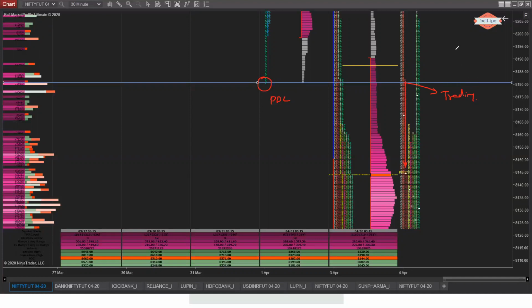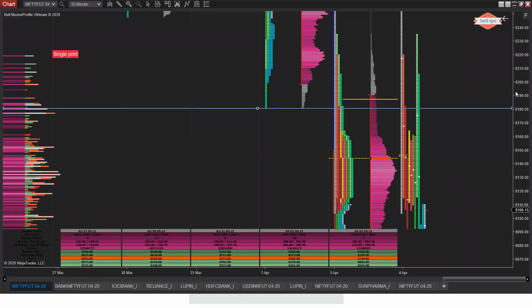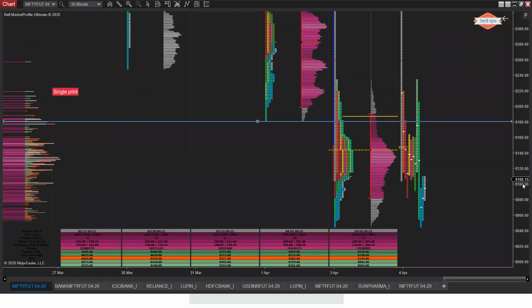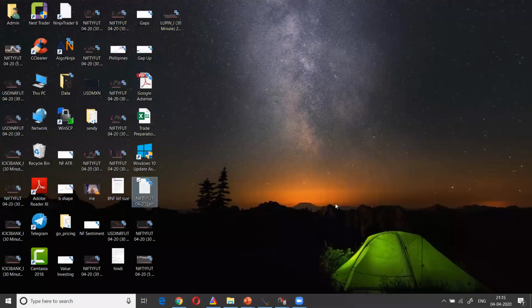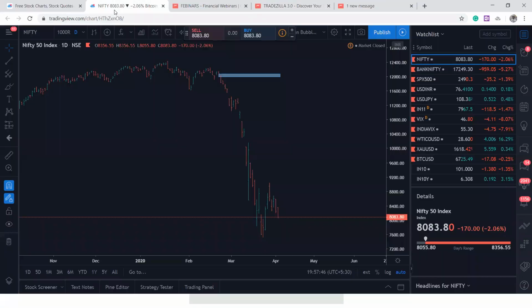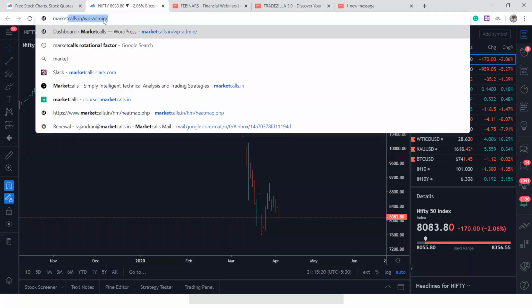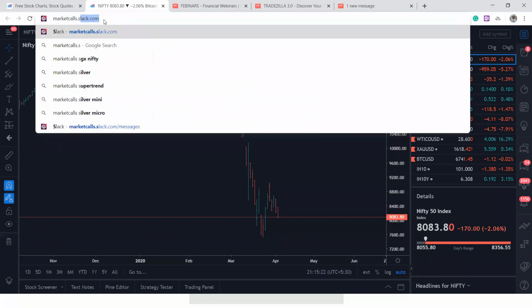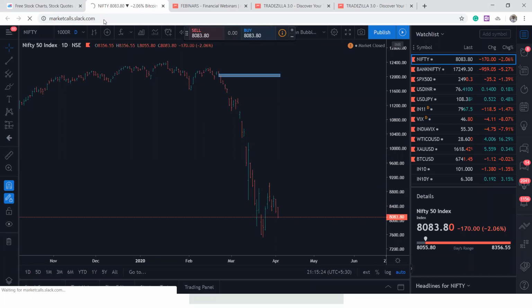So when the price started going down, I had mentioned my comment over there. Let me tell you when I had gone for the long view. When I was seeing this opportunity, we used to have a community portal called Slack. Slack is our own private trading community, where we discuss market profile and order flow kind of stuff. I've been explaining it to my students as well.